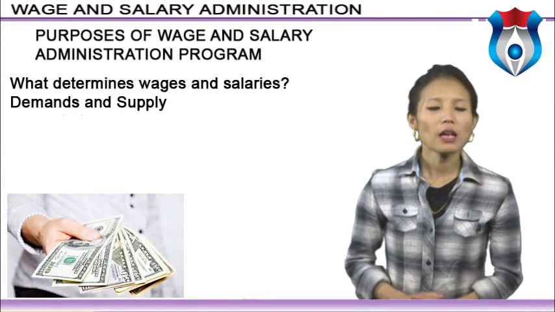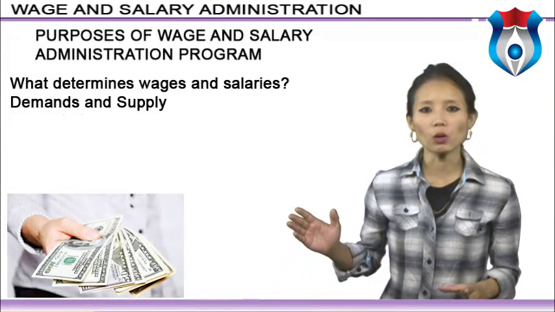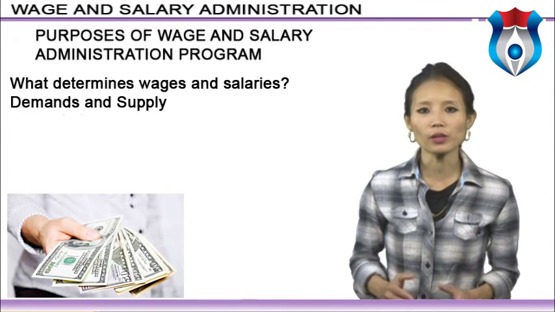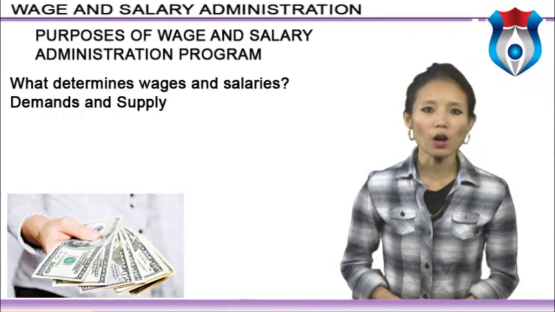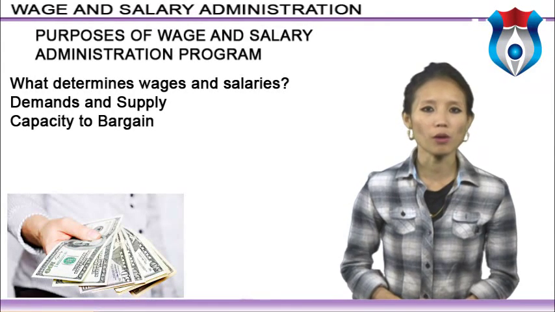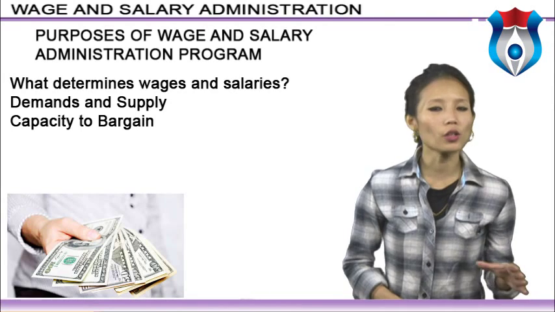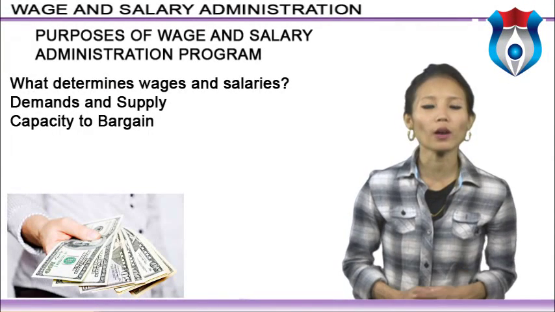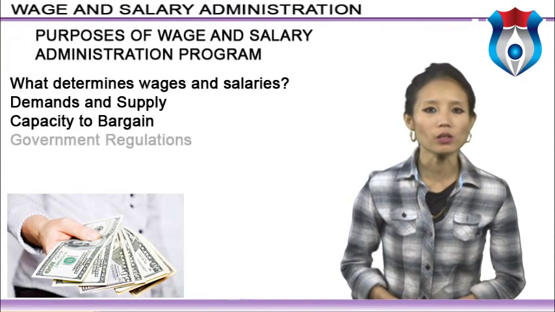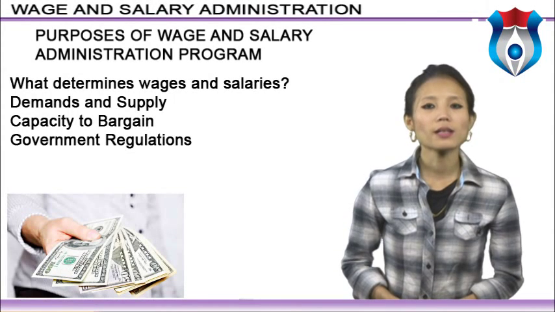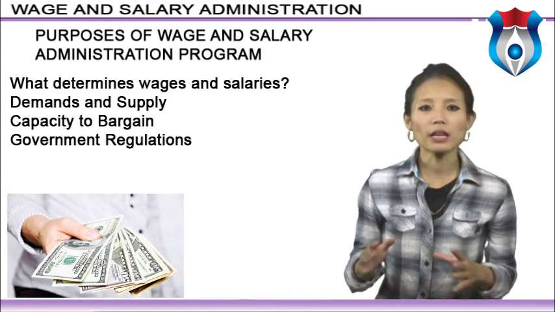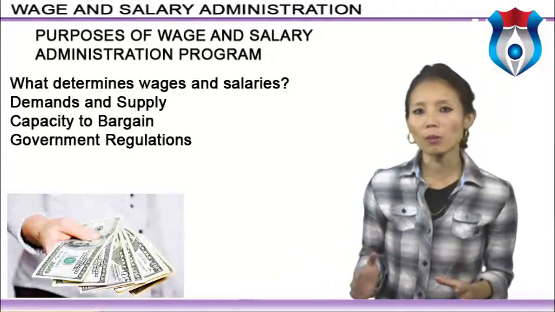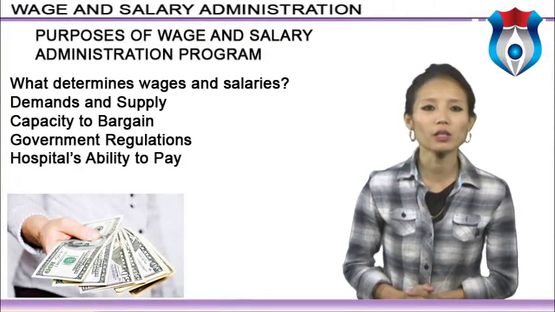Demand and supply. If enough candidates are available, they will offer themselves for work at low salaries. However, if they are in short supply, they will work only if they are paid well. Capacity to bargain. Candidates are usually not in a position to bargain, but they acquire some powers through their unions. Government regulation. Since employees do not have the bargaining power to ask for fair wages, the government intervenes and fixes minimum wages.